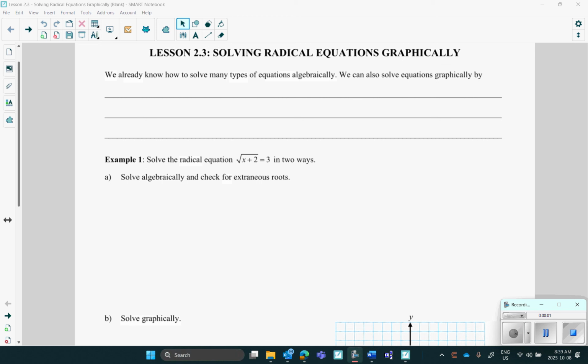Last thing we're going to do in this unit with radical functions: how can we solve equations using them, right? Specifically using the graphs of them. You learned questions like example 1A last year, how to solve radical equations, or specifically a square root equation.